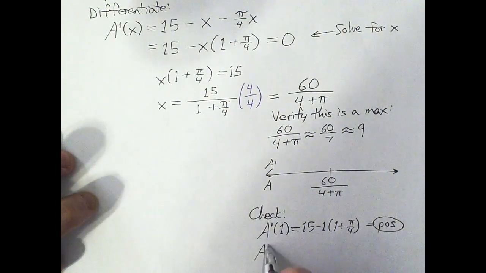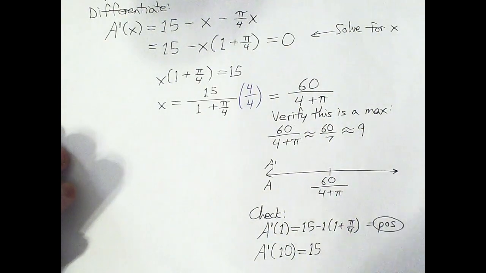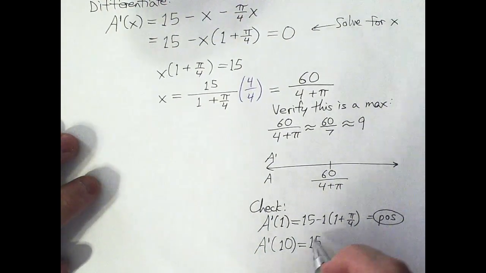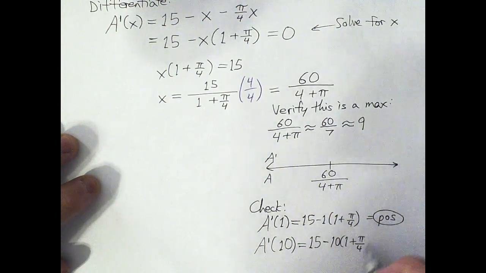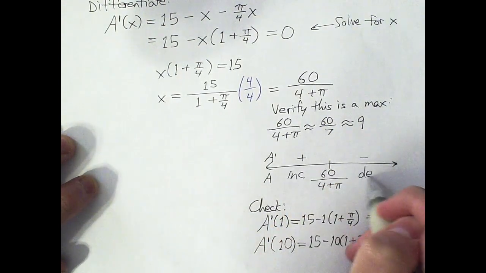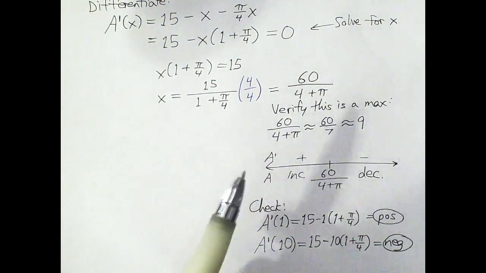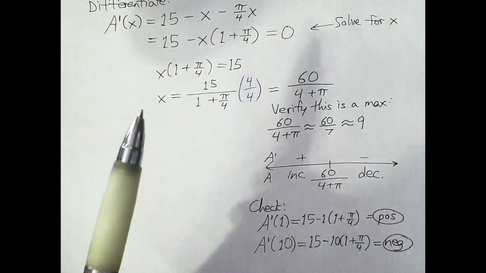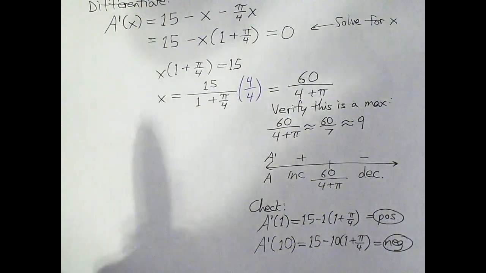And then I also checked A prime of 10. You could actually go with something a little bit larger if you really want to be confident that you are to the right of this number, but 15 minus 10 times 1 plus pi over 4. I did this, and I found that this was negative. So my sign chart goes plus, minus, so the function is increasing and then decreasing. And then I check, is that what I wanted? Increasing and then decreasing, yes, that means that there is a local maximum at this x value.